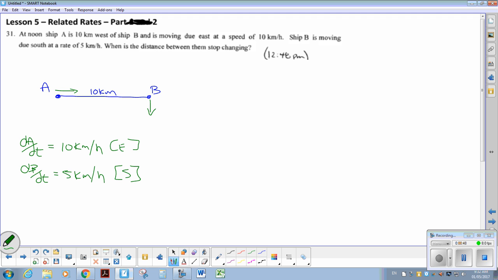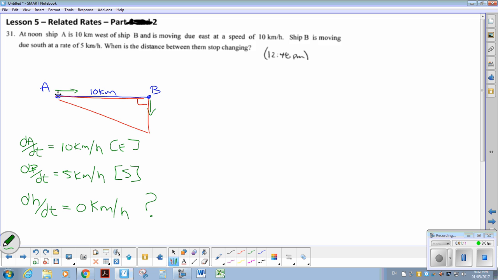So when we extend that out, we do end up with a right angle triangle. So we are going to be using the Pythagorean identity here. And they tell us when the distance between them stops changing. So they are saying when is dH by dt equal to 0 kilometers per hour. All right, so there's our information.